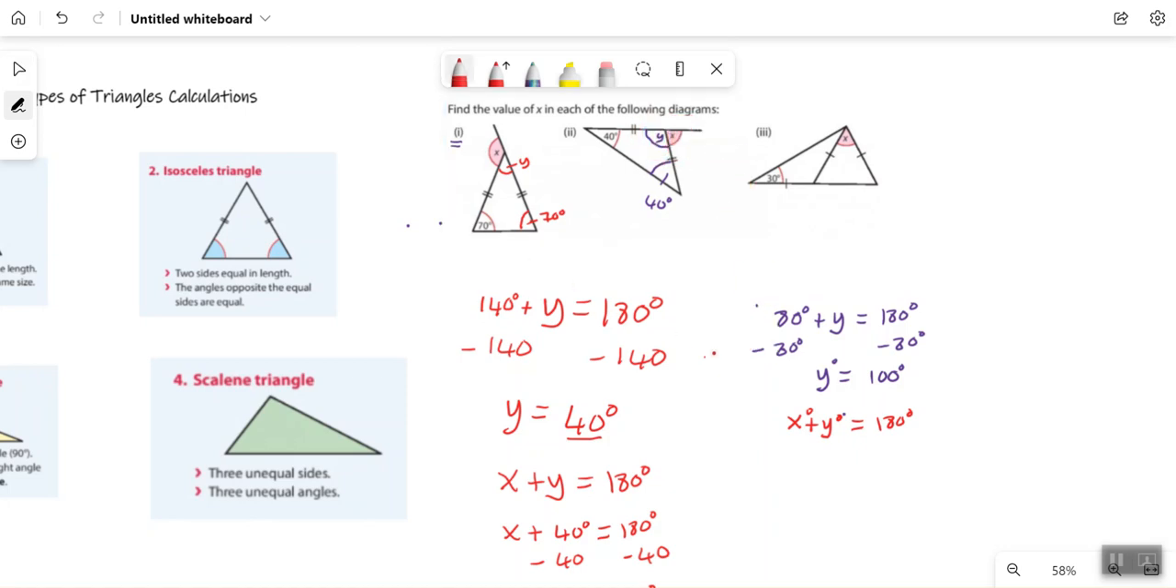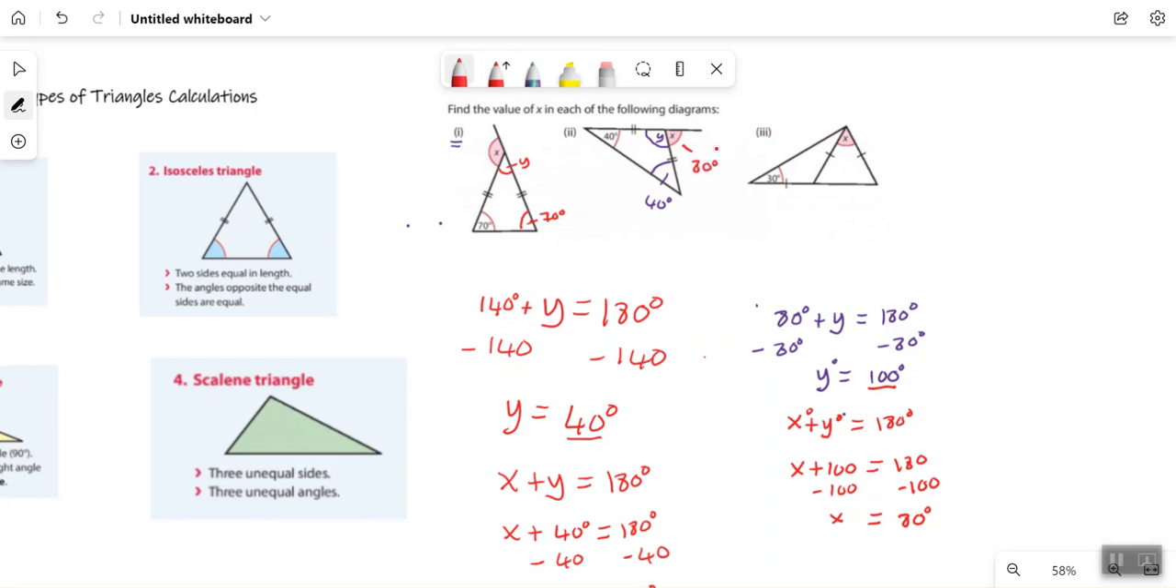180 degrees. So then what we can say is that we know that y is equal to 100 degrees, so we can just substitute this in here. So therefore x plus 100 is equal to 180. So now we can minus 100 from here, minus 100 from here, and then x is going to be equal to 80 degrees. Okay, so that's that one. So this angle in here is equal to 80 degrees.